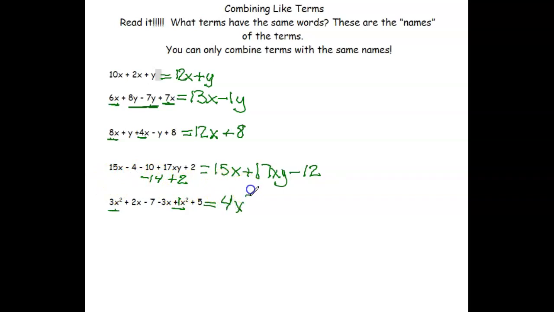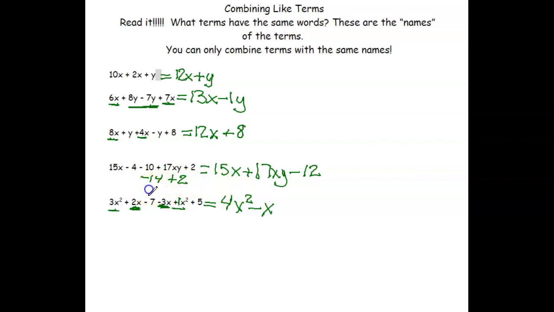x squareds. I don't change the exponent when I'm adding these. I didn't change the name of the x. It's still x. I don't change the exponent when I add them. And then I have 2x minus 3x. So 2x minus 3x is minus 1x, or a negative x.